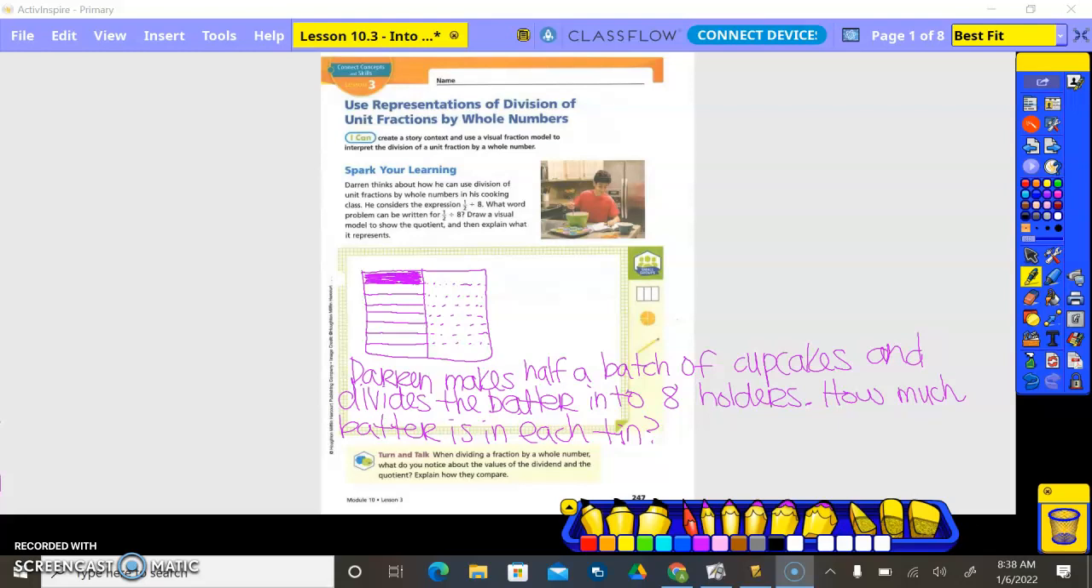So we said Darren makes half a batch of cupcakes and divides the batter into 8 holders. How much batter is in each one? So basically he has what? 1/16, right? In each one.